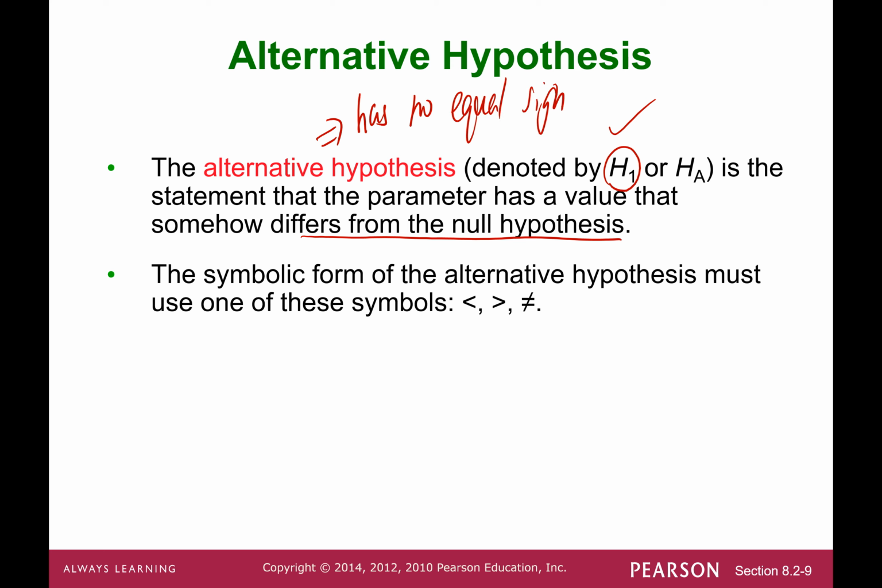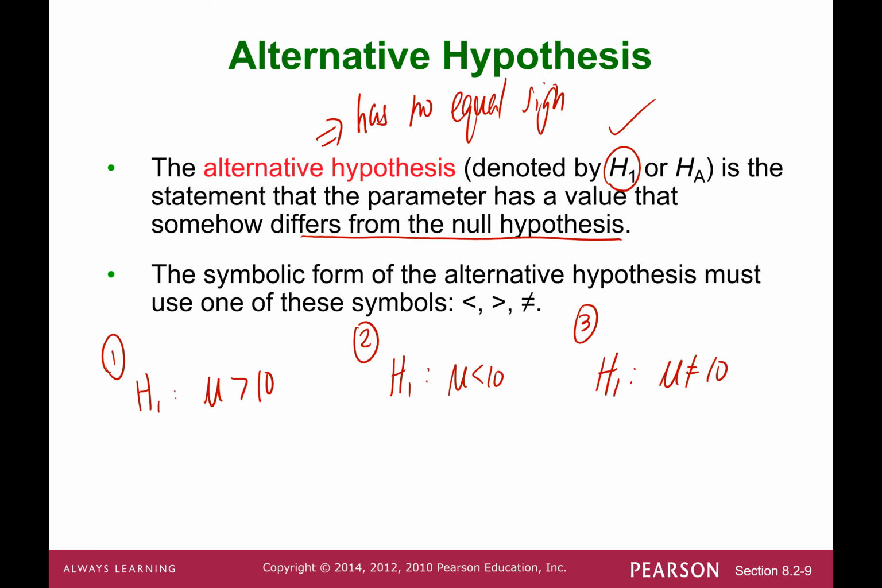So the alternative hypothesis, first scenario, H1 could be mu is greater than 10. Second scenario, H1 could be mu is less than 10. Third scenario is mu is not equal to 10. So either one of these could be an alternate hypothesis. Again, the common characteristic here is there's no equal sign.